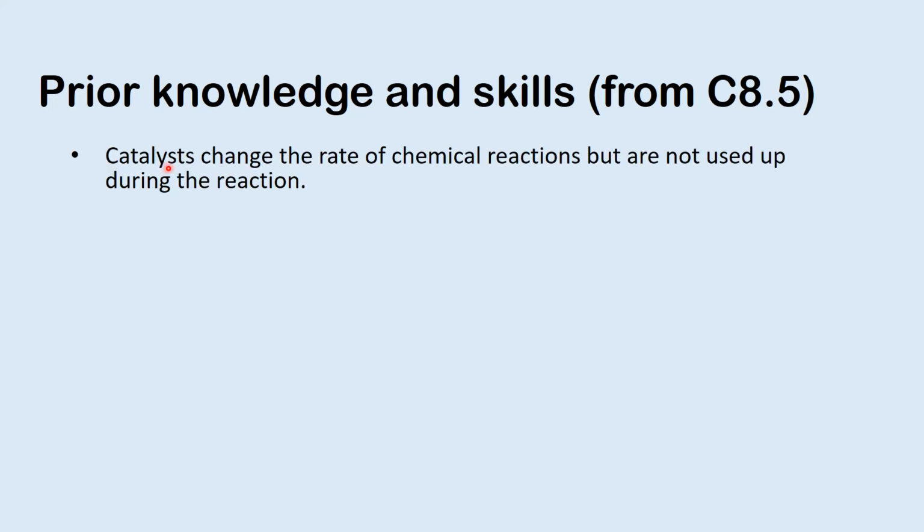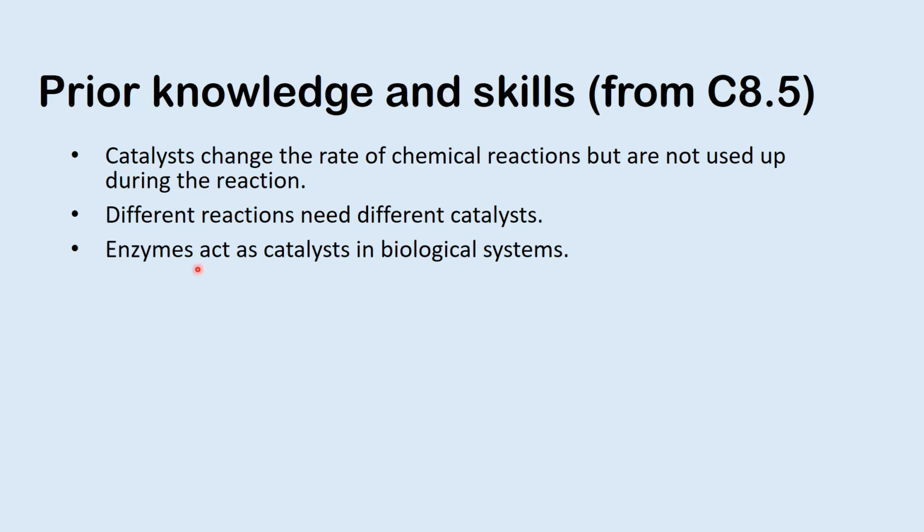So we were talking about catalysts and the fact that they change the rate of chemical reactions but are not used up. That makes them very useful industrially. The fact that different reactions need different catalysts. Catalysts are specific to a reaction. Therefore, enzymes, unsurprisingly, are a type of catalyst.